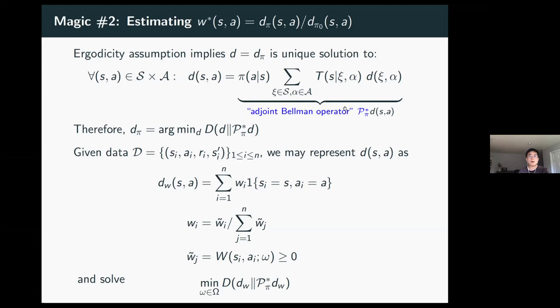And because of the uniqueness conclusion, the distribution d pi that we care about can be written as the minimizer of the discrepancy between the left-hand side and right-hand side of this equation. Okay. And now it's easier, we can look at the data in this way.